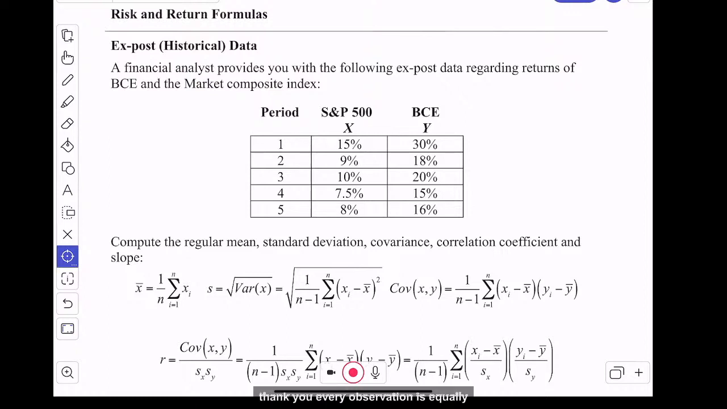Every observation is equally likely, and so we calculate the regular sample mean and the regular sample standard deviation, and then I talk about the covariance. If you remember, it looks like the variance, but I'm correlating X and Y.